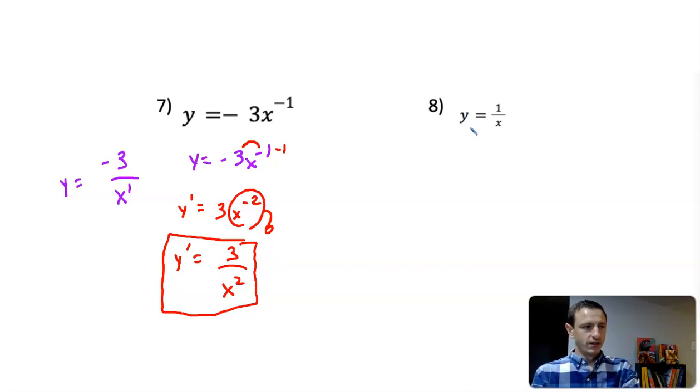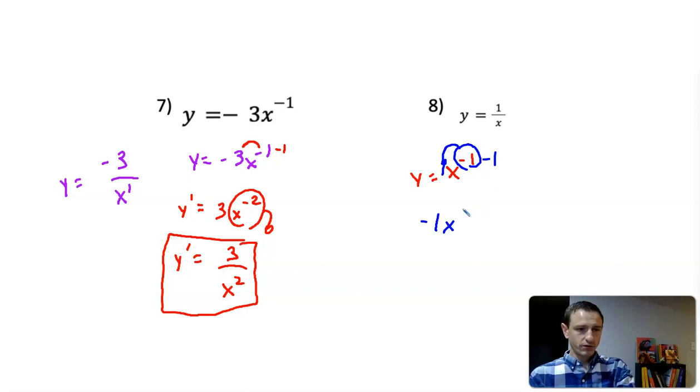And number 8, I have y equals 1 over x. As I pretty much just told you in the last example, 1 over x is just x to the negative 1. And it's 1 over x, so the coefficient would be 1x to the negative 1. Like here, we had negative 3 over x to the first, so it was negative 3x to the negative 1. But since the coefficient is just 1, it'd be 1x to the negative 1. Use the power rule. So negative 1 times 1 is going to be negative 1x, subtract 1 from the exponent, negative 1 minus 1 is negative 2.